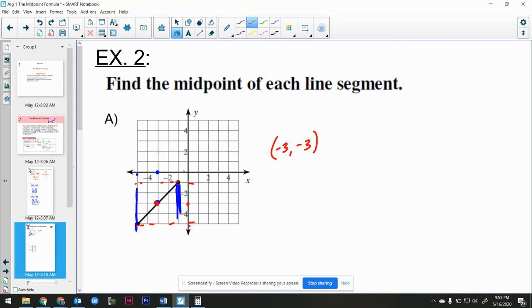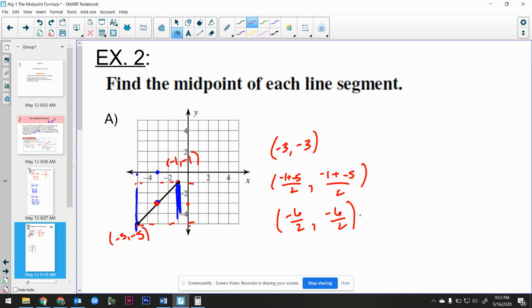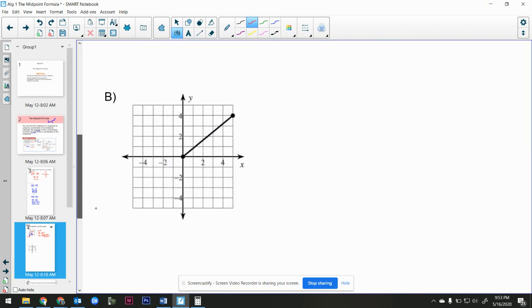If I really wanted to, I could pick out these coordinates, -1, -1, and -5, -5, and run them through the midpoint formula. -1 plus -5, -1 plus -5. That would give me a -6, which gets me -3, -3. See, it does the exact same thing, okay, using the formula.